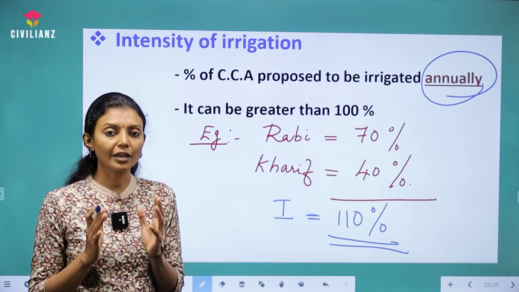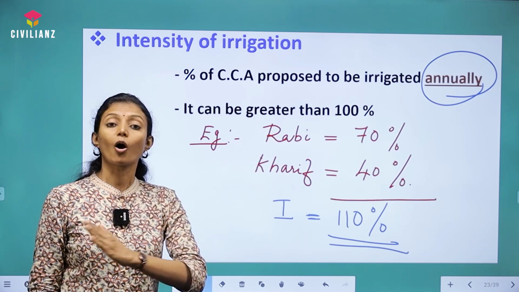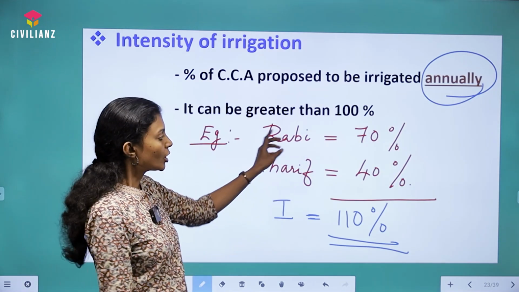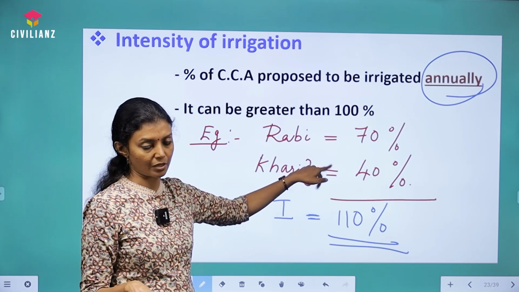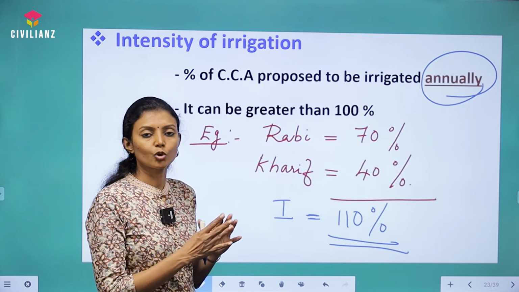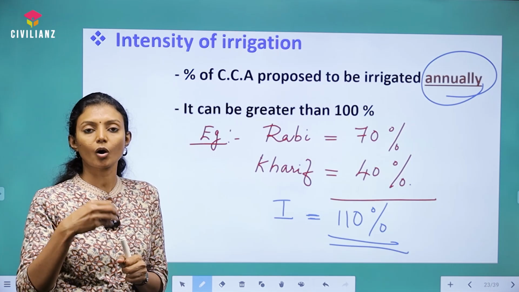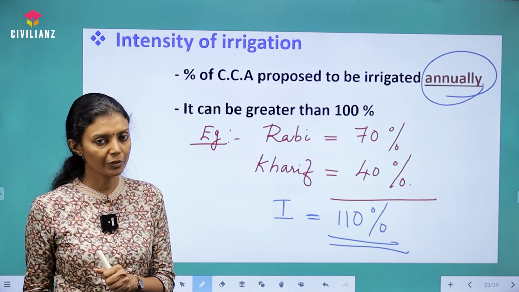Please note, it can be more than 100% because it is the sum of all the percentage of CCA during 1 year. So, if you are considering one season, it will be definitely less than 100%. But during 1 year, you will be taking the sum of all the seasons or all the percentage of CCA which has been cultivated. I hope it is clear.